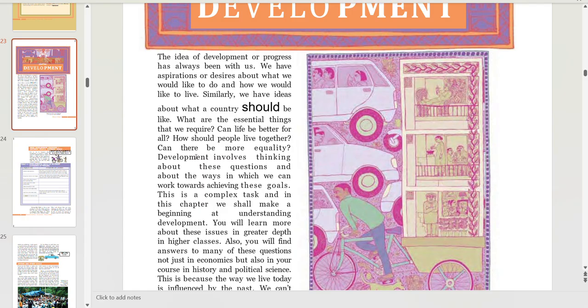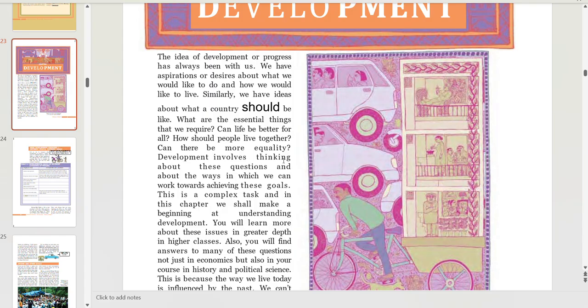Next question is asking, can there be more equality? Equality is an important aspect of development, right? A society cannot be considered truly developed if there are huge differences between rich and poor, or if some groups do not get equal opportunity, means कि सबको अगर कोई गवर्नमेंट का बेनिफिट मिल रहा है तो इक्वली मिले. Okay, it is talking about equality. Every person should have a fair chance to improve their life.